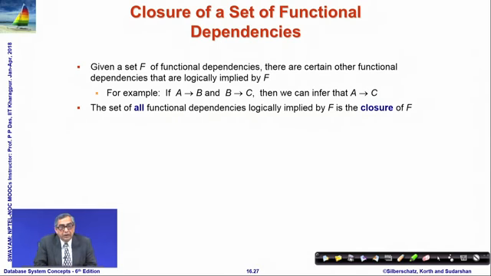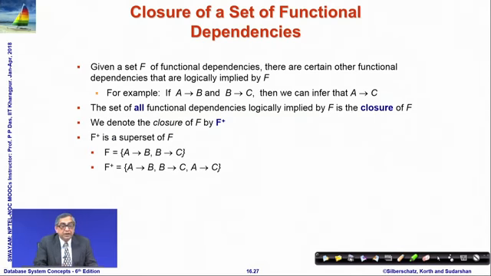So, this is called the logical implication of a set of functional dependencies, and we will see more of this later. But if we take all functional dependencies that are logically implied from a given set F, we say that is a closure set, and we represent that by F plus. So, F plus necessarily is a superset of F. Here in that above example, this is the F and this is the F plus.